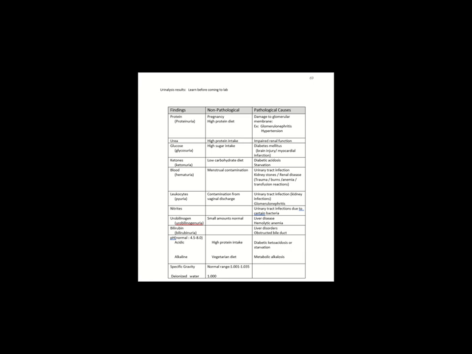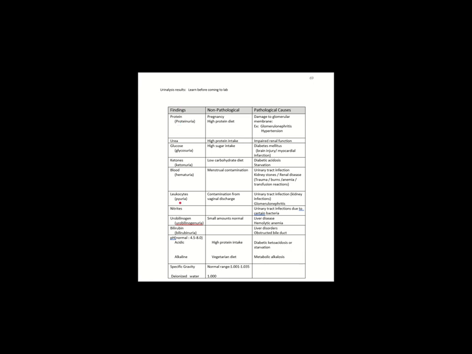Lab. So let's go ahead and dive in to see exactly how we do this Chemstrip urinalysis. But before we do that, this chart on page 69 of your lab manual shows some of the things that you might find when doing a urinalysis. And it also shows us some things that could cause what we're seeing.